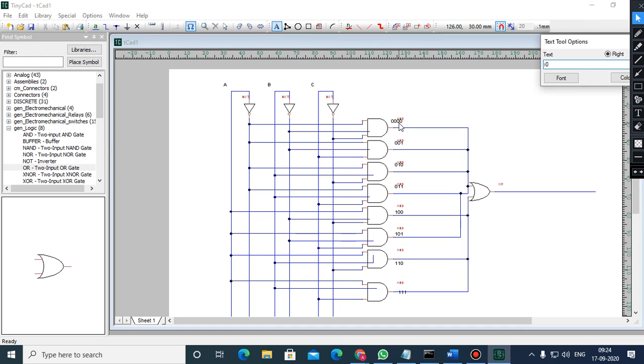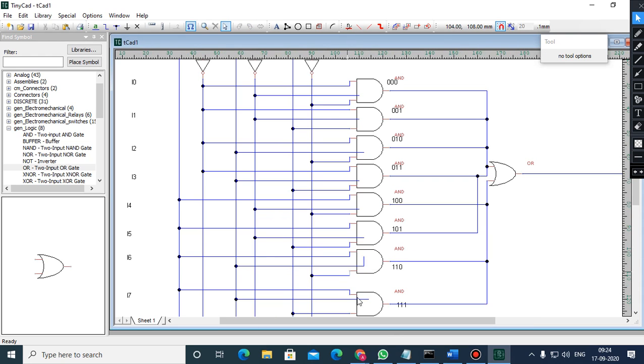I0. So this is the first input, I0, I1, I2, I3. These are the inputs which will be passed. 4, 5, 0, 1, 2, 3, 4, 5, and 6, 7. These are the inputs. Okay.